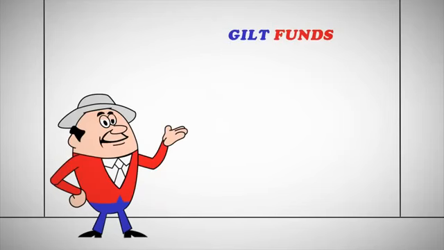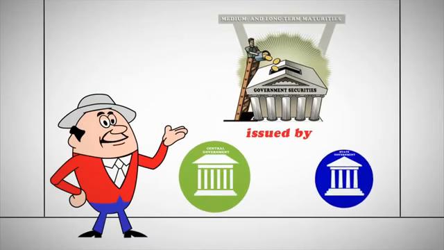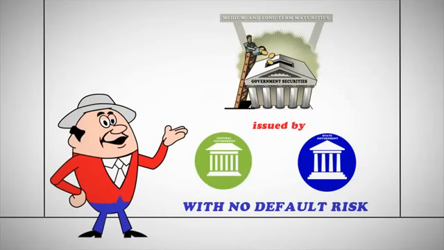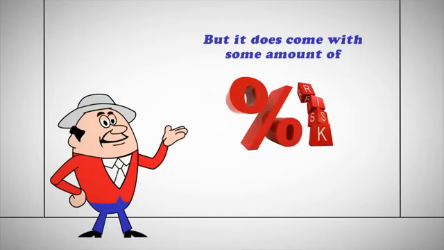Gilt funds invest in government securities of medium and long-term maturities issued by central and state government and with no default risk. But it does come with some amount of interest rate risks and therefore quite volatile in the short term.